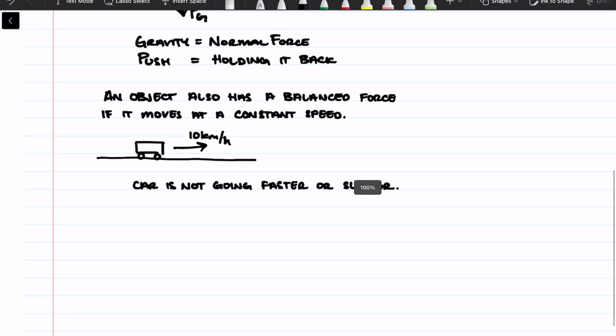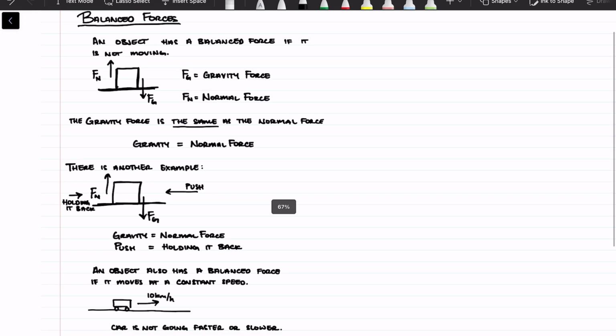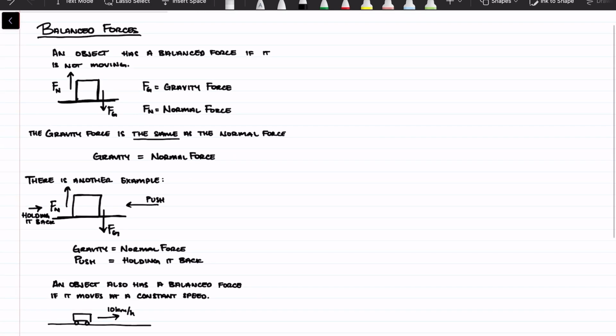So with that, that is the notes that we have for now. All right, so just to summarize, a balanced force is ultimately when an object is not moving, but we also can tell that it has a balanced force if it is moving at a constant speed. It is not going faster or slower. And with that, that is the notes.